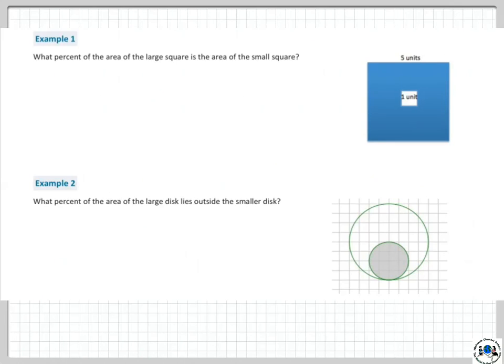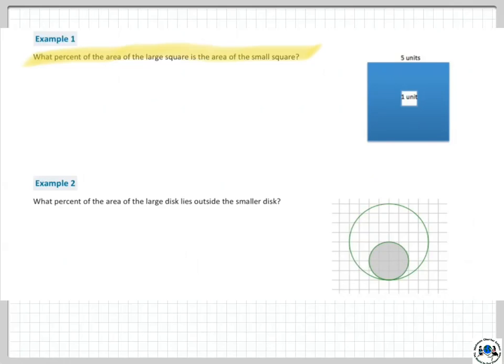Alrighty, so here we go. We have example 1. Example 1 asks us this question: what percent of the area of the large square is the area of the small square? You have all that you need right there to figure this out. Use what you've learned, and come on back when you feel you have the answer to this one. Okay, I'm going to pause.